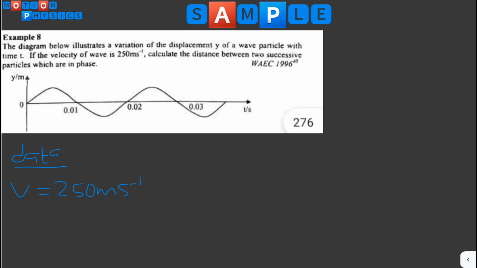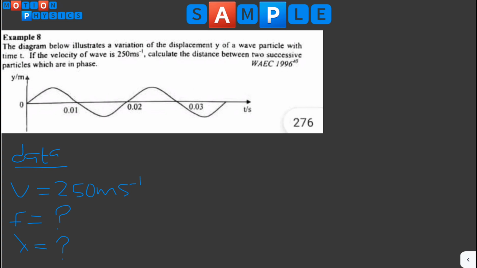Now, from this diagram, we would get the other items we need. We first need to calculate the frequency, which we do not know, and with the help of the frequency, we would calculate the wavelength. So you're asked to calculate the wavelength here. They say calculate the distance between two successive particles which are in phase. That means the wavelength. So I'm just going to say wavelength is unknown.